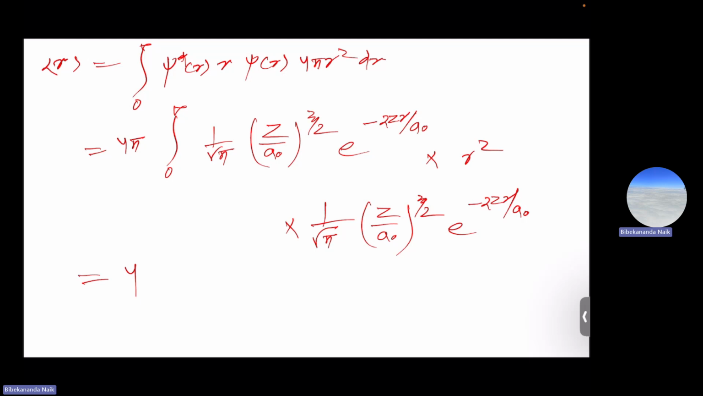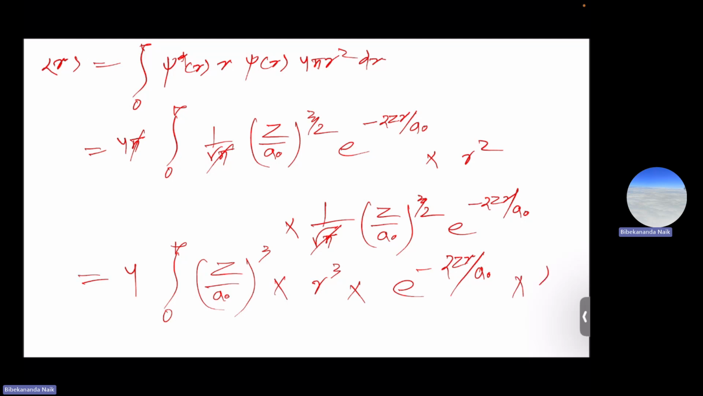So the pi will get cancelled out here. It will be 4, integral from 0 to infinity of (z by a0) cube into r cube into e to the power minus 2zr by a0 into dr. Actually, there is an integration formula which says the integral from 0 to infinity of x to the power m e to the power minus x dx is equal to m factorial. So this is an integration formula that we will use.